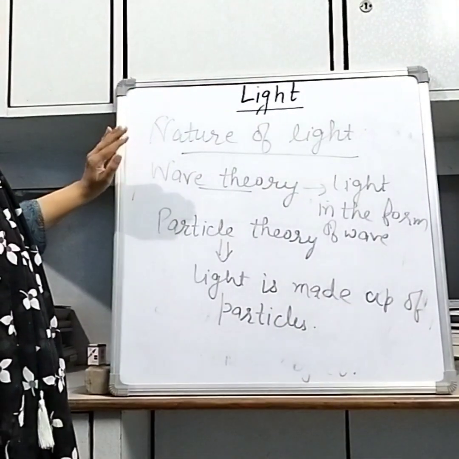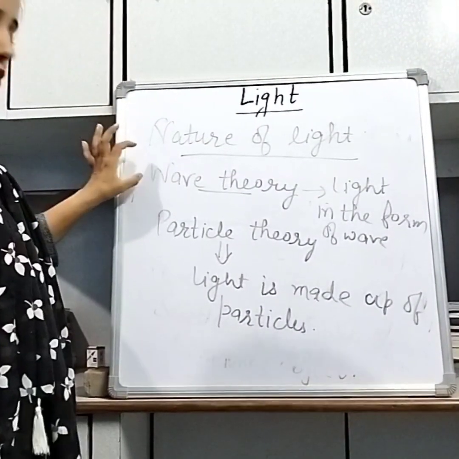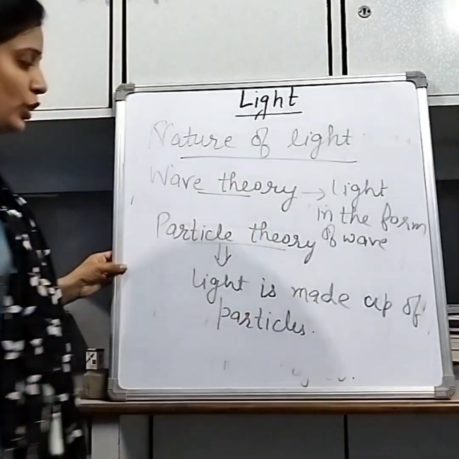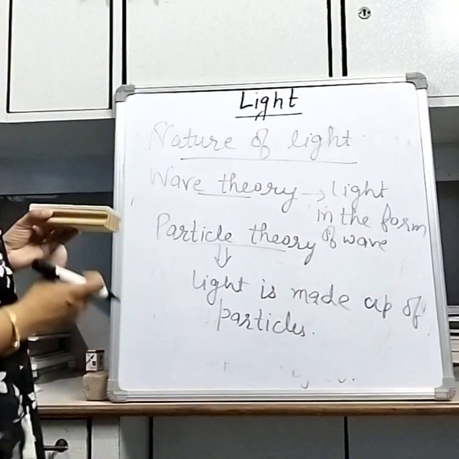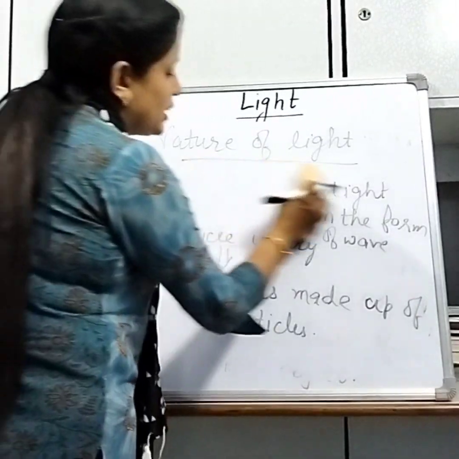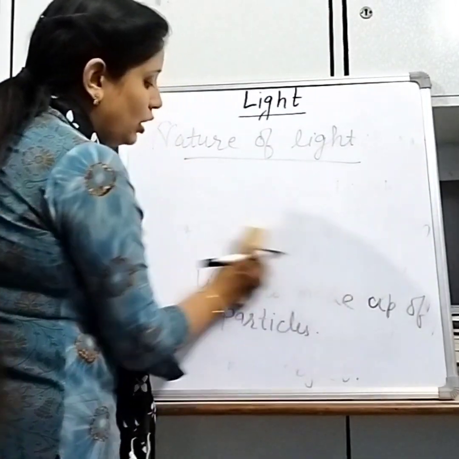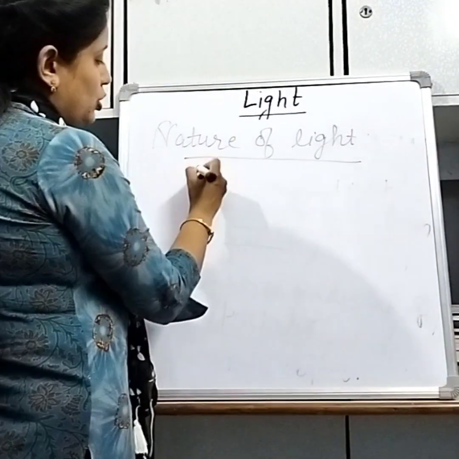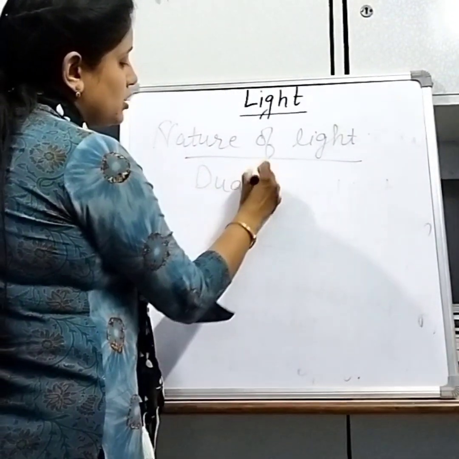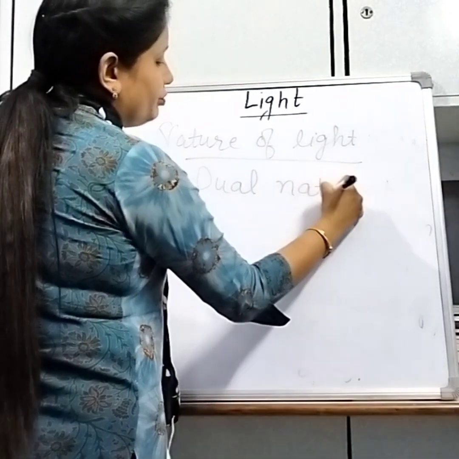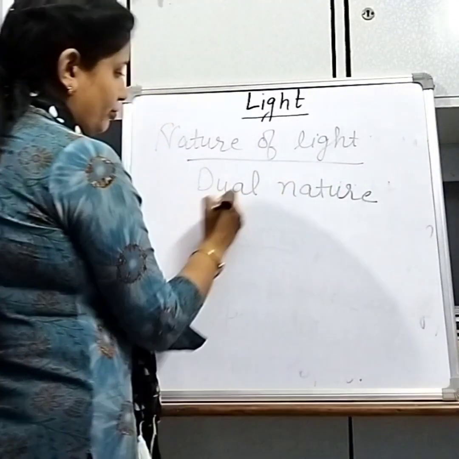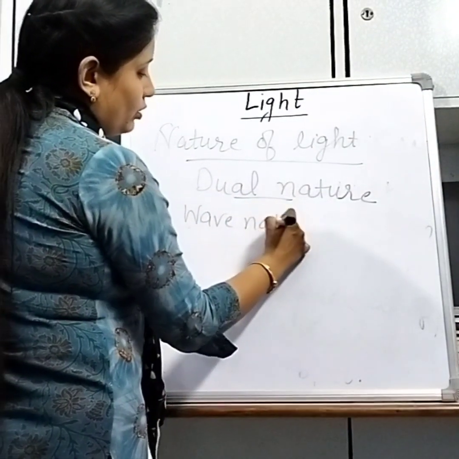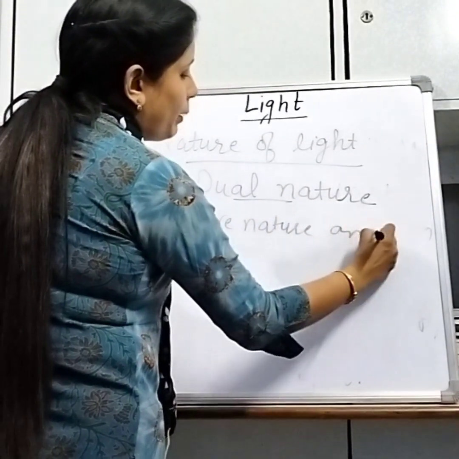Some phenomena of light are explained with the help of the wave theory, and some phenomena are explained with the help of the particle theory. So we can say that light has a dual nature, wave nature as well as particle nature.